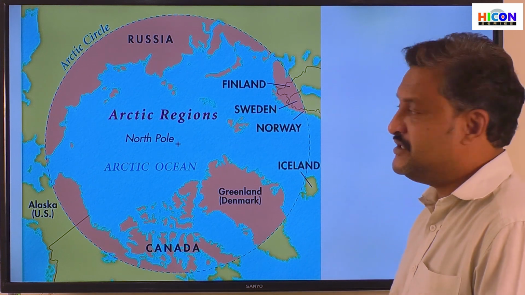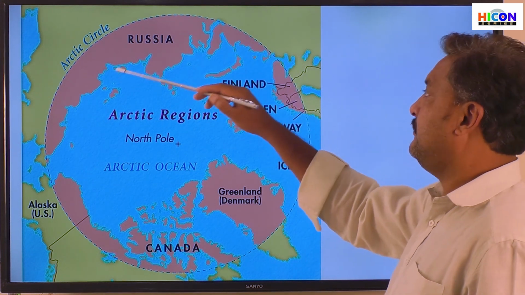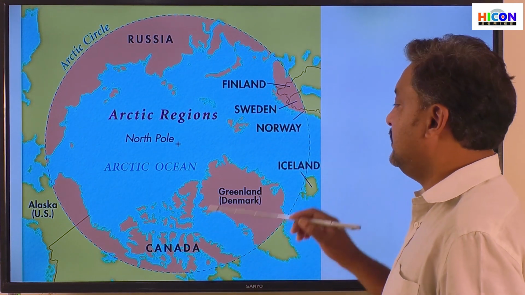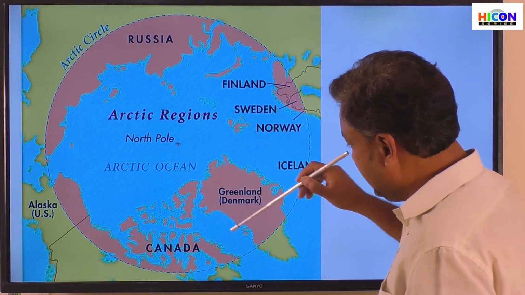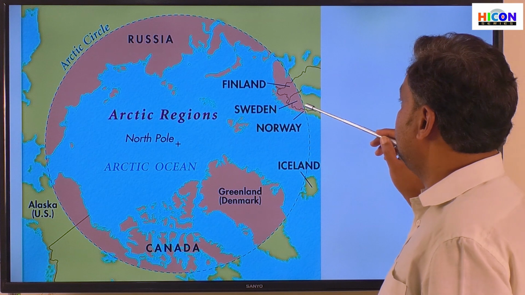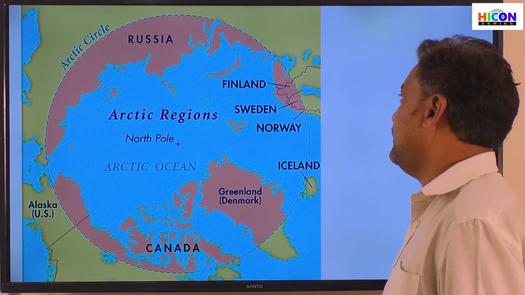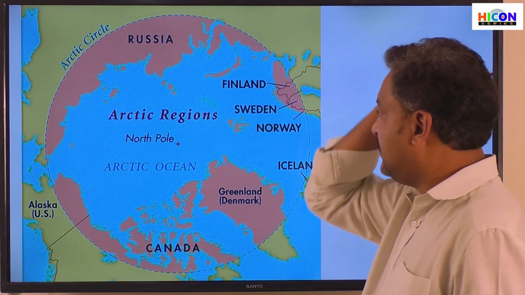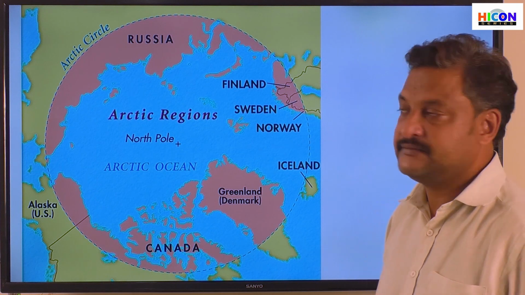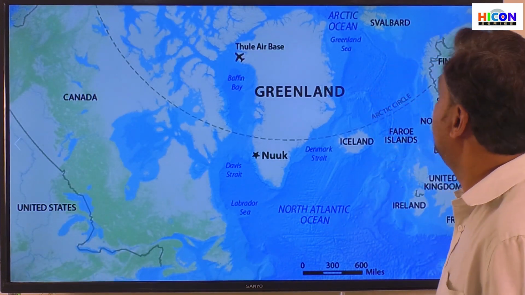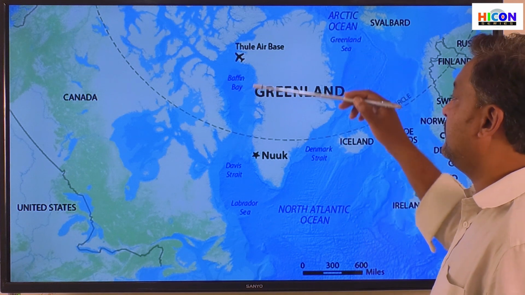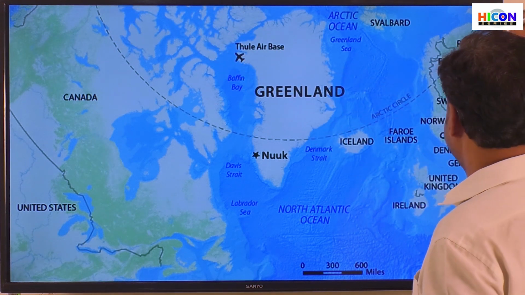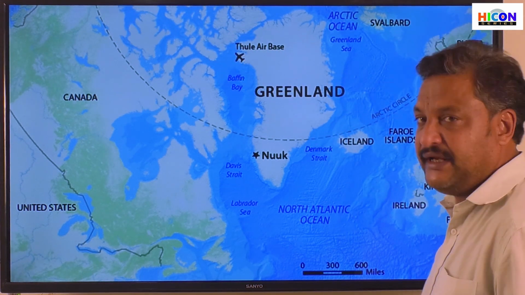So what are the major regions found here? The northern Siberian region of Russia, northern Alaska, northern Canada. Then Greenland; see, a major part of Greenland is in the Arctic Circle. Then some portions of Norway, Sweden, and Finland in Europe. So these are the regions which are there in the Arctic Circle, right? This is the Arctic Circle, and this is Greenland.